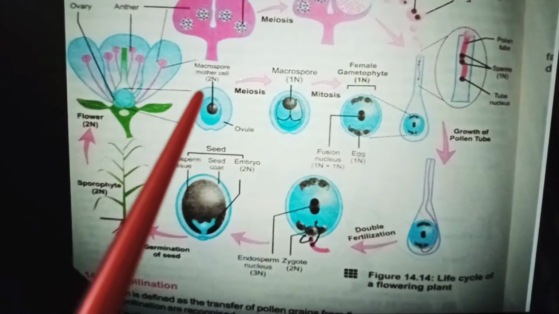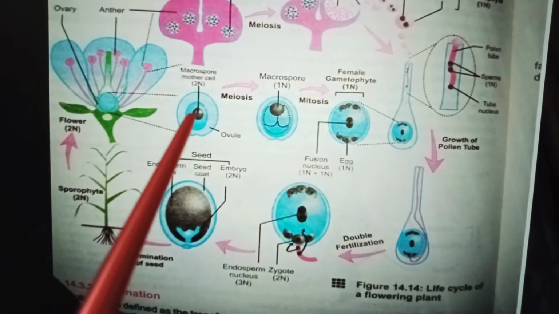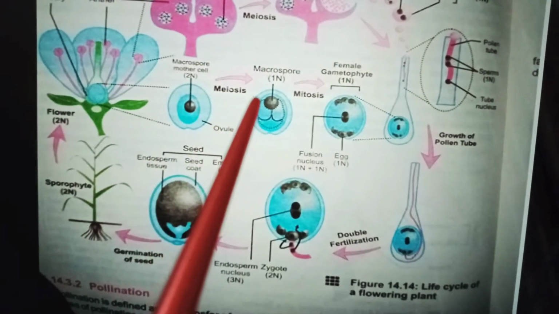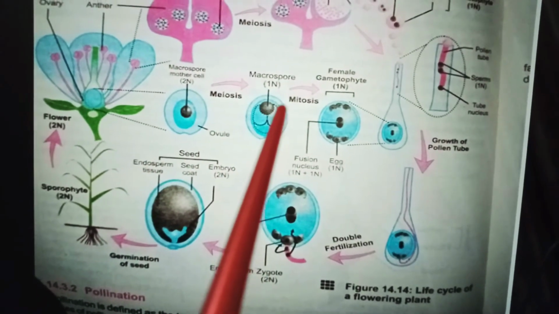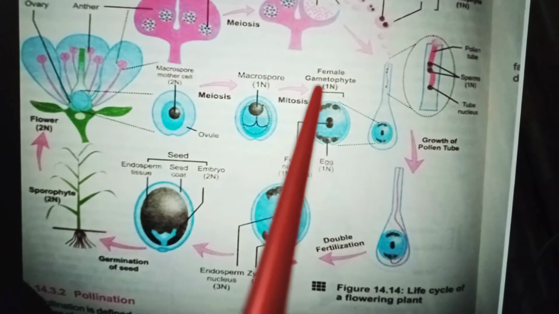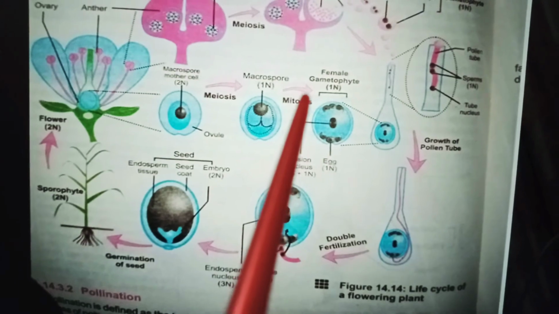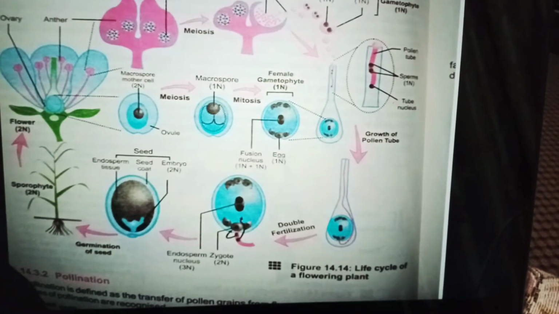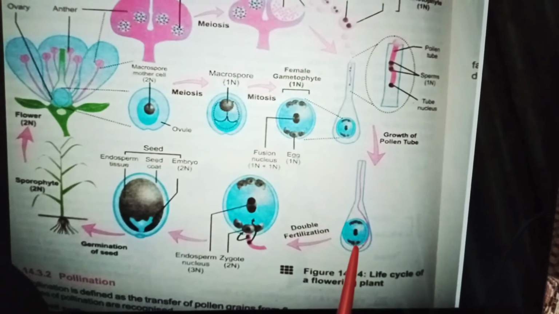Here are the macrospore mother cells, and here is diploid. Mother cells have 2N, and there would be meiosis in macrospore. Then the number 2N will be reduced to 1N, and there would be repeated mitosis, and then there would be female gametophyte having 1N. This pollen tube will grow through style, ovary and enter into this ovule.